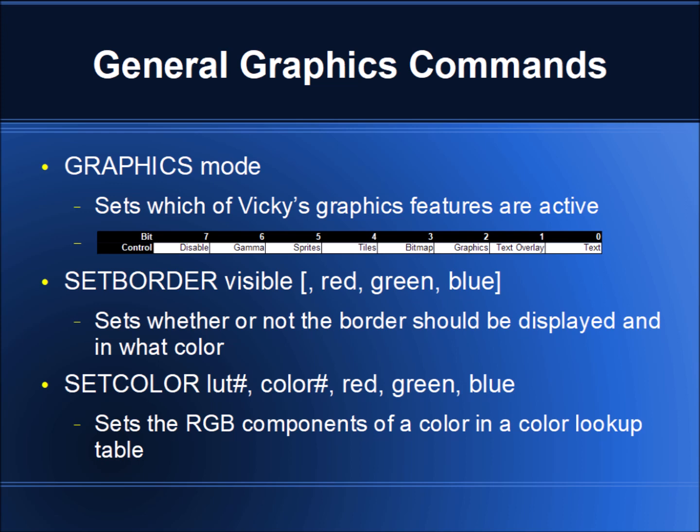So sprites, tiles, and the bitmap can all be set up to use an individual color lookup table. Each of those color lookup tables can contain 256 different colors, and in all cases those colors are defined with an individual red, green, and blue component. So for example, I can say color lookup table number 0, color number 5 should be gray, for instance, and have 128, 128, 128 for the red, green, and blue components. And I'll show you an example of that in one of the demos.